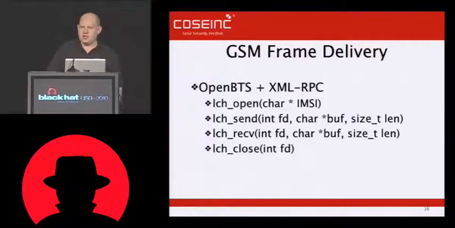The way that we've done this is we took OpenBTS, which is an open source project that uses the USRP, which is the Universal Software Radio Peripheral, and we've modified it to allow third-party programs on the network to open a channel to a phone and send data. So we implemented over XML RPC LCH open, LCH send, LCH receive, and LCH close.